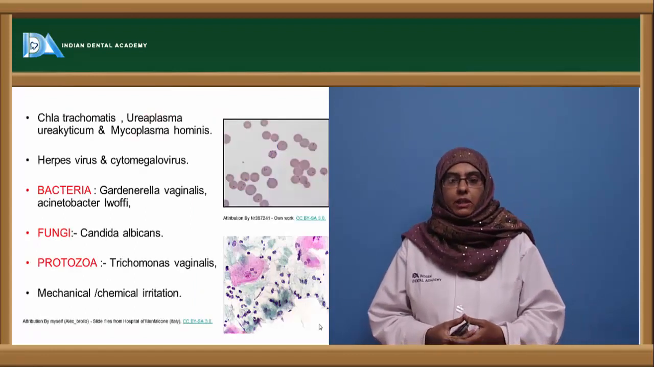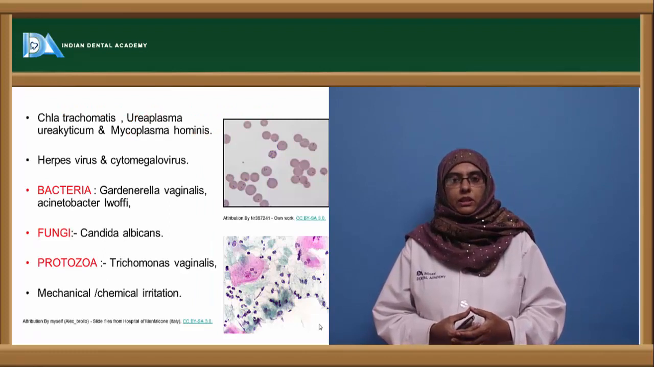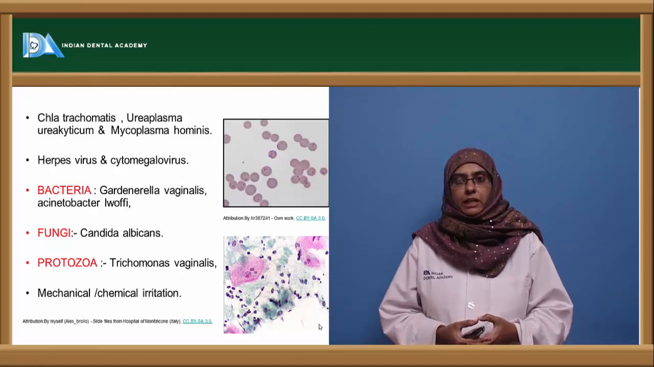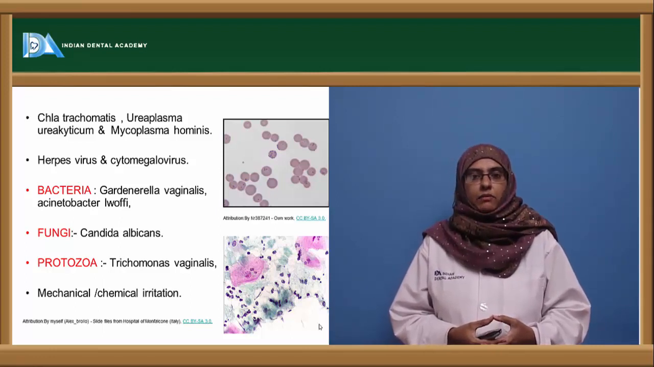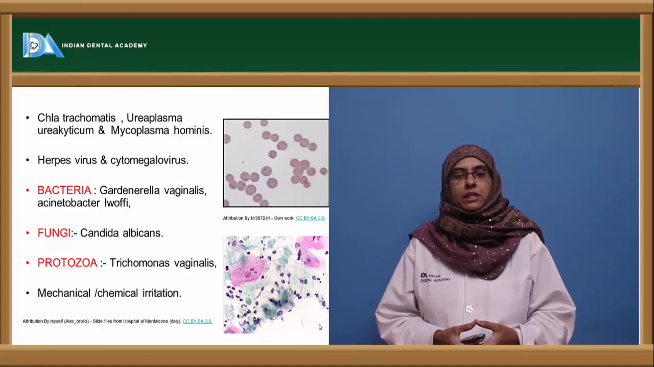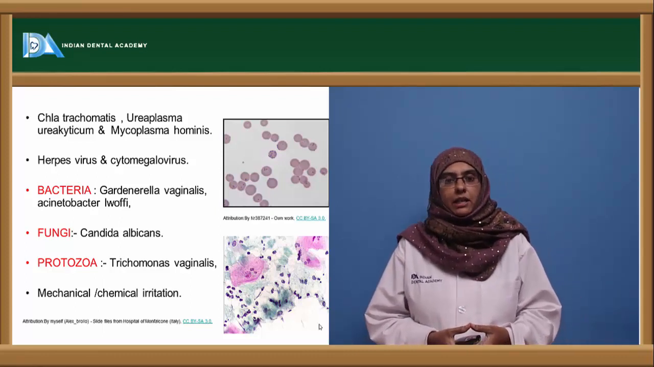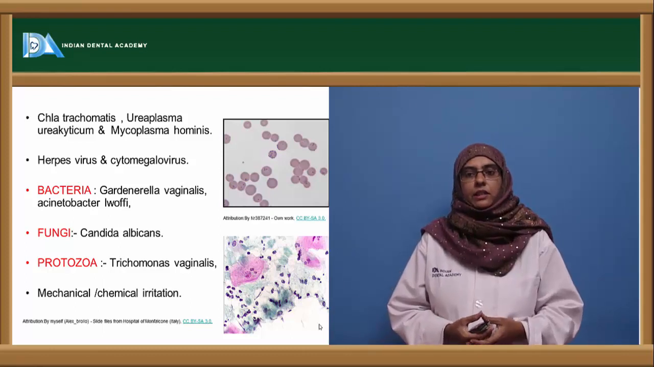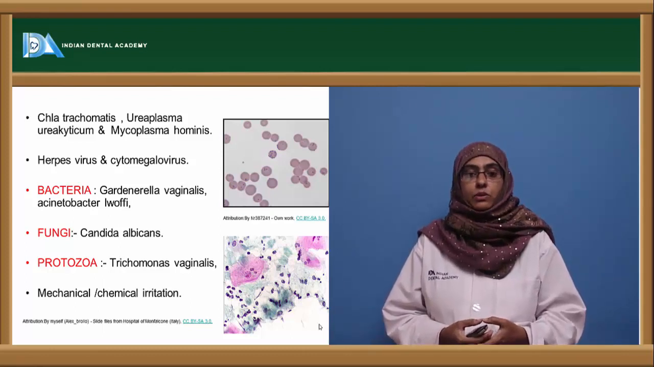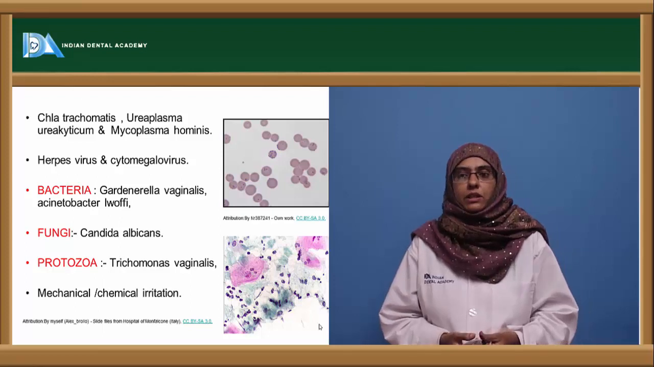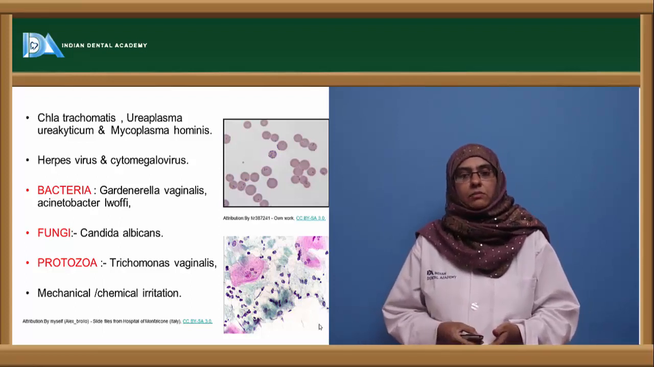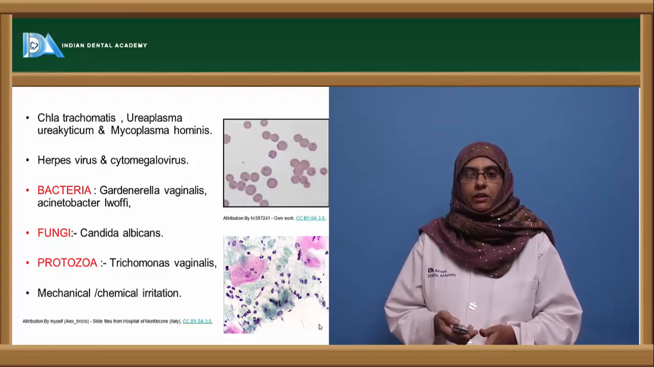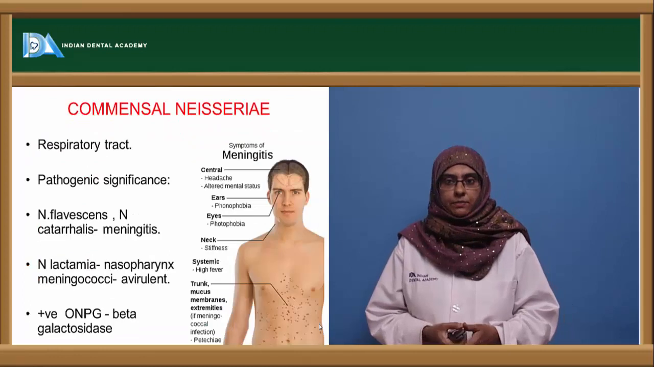The organisms that are associated with non-gonococcal urethritis are Chlamydia trachomatis, Ureaplasma urealyticum, and Mycoplasma hominis. The viruses involved are herpes viruses and cytomegaloviruses. Bacteria are Gardnerella vaginalis and Acinetobacter. The fungus is Candida albicans, and the protozoan related to this is Trichomonas vaginalis. Apart from organisms, other factors can also induce this urethritis, including mechanical or chemical irritation.